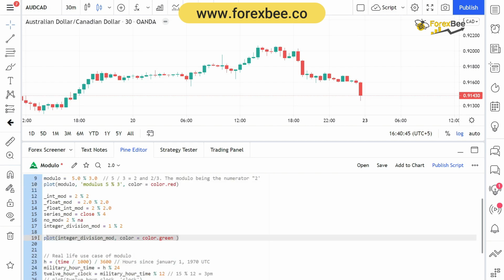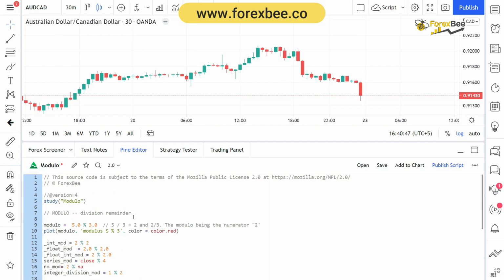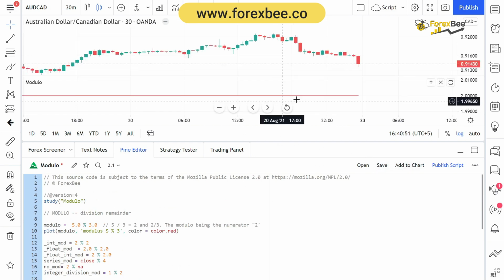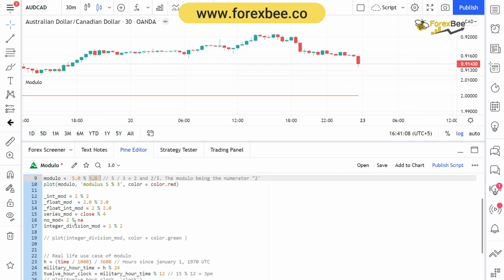We can confirm this by plotting our modulo. Let me comment this out, and if we save it and add it to the chart, it's going to plot 2. As you can see, the remainder when we divide 5 by 3, or the modulo of 5 by 3, is 2. We use this operator by first writing the numerator, then the modulo operator, and then the denominator.